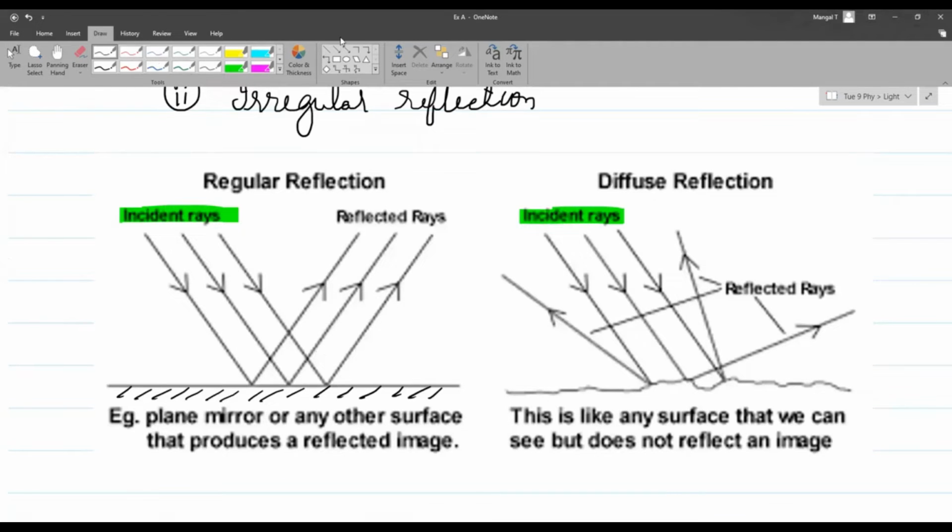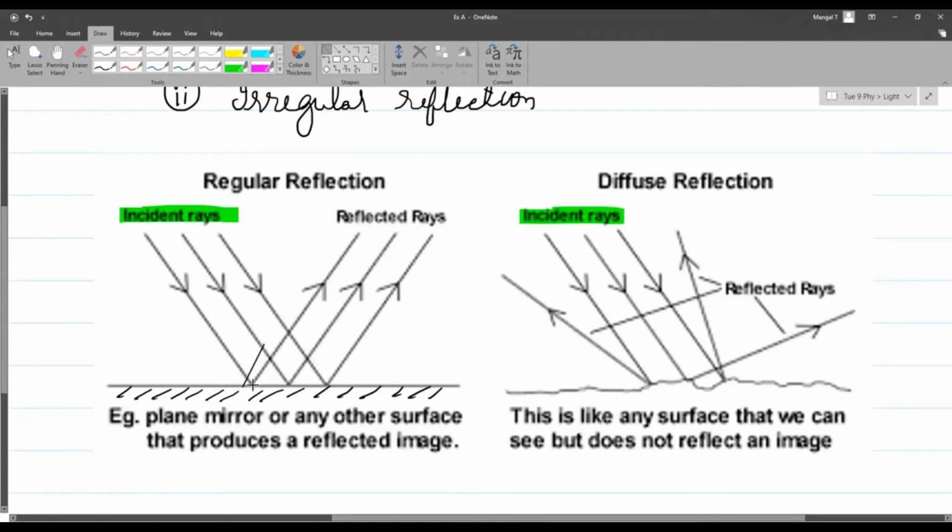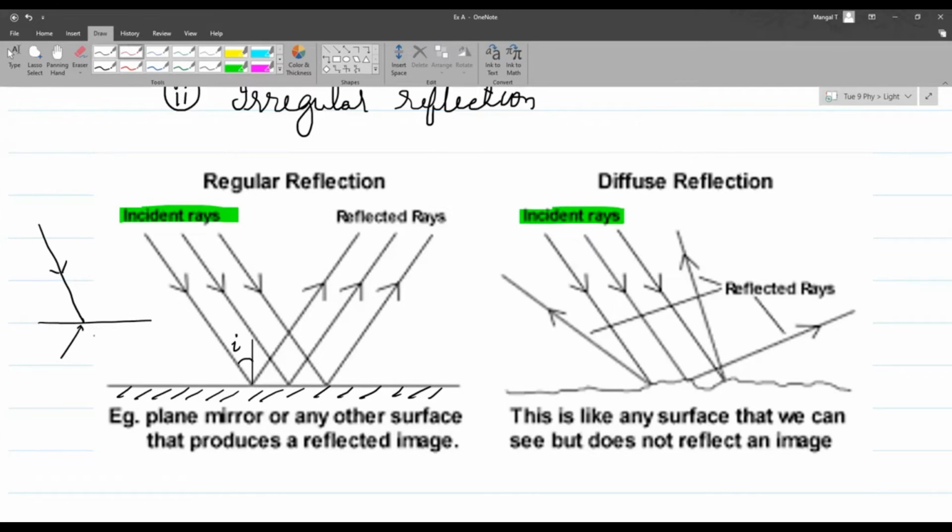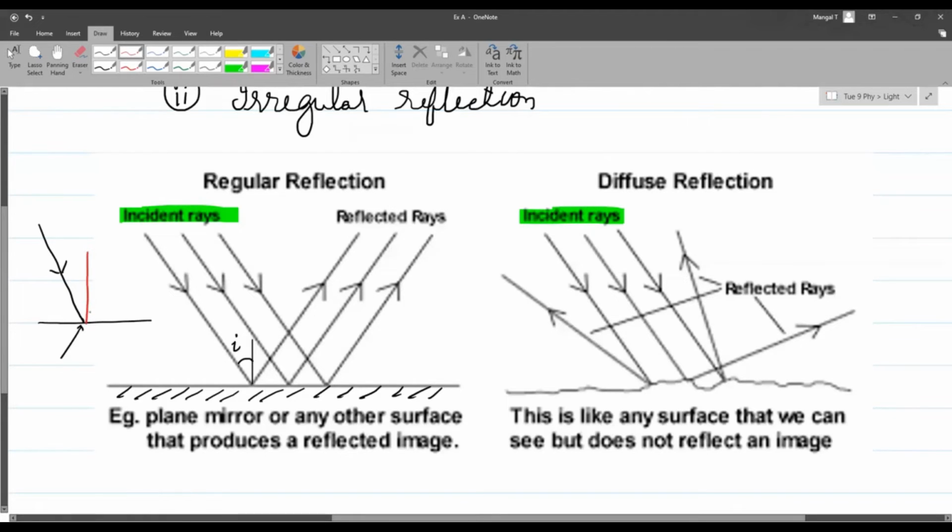Now, what is happening is at any surface, wherever you find the incident ray, if you draw a perpendicular over there, it gives the angle of incidence. Remember one thing. This is a ray which is coming. This is called the incident ray. This is a surface. The point where it hits is called the point of incidence. At that point, we draw a perpendicular to the surface. This is called a normal. The angle that the incident ray makes with the normal is called the angle of incidence.